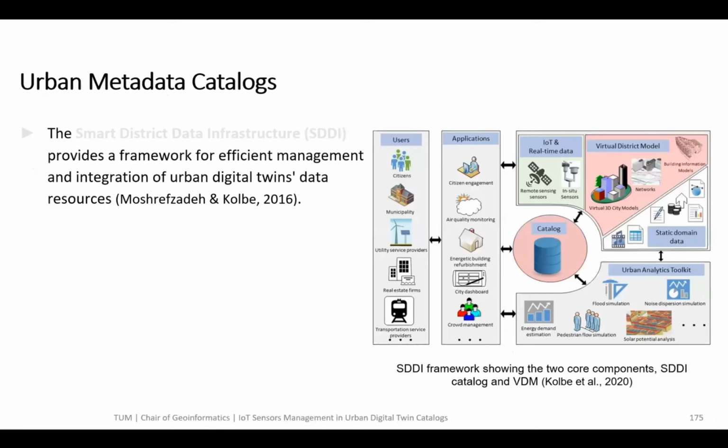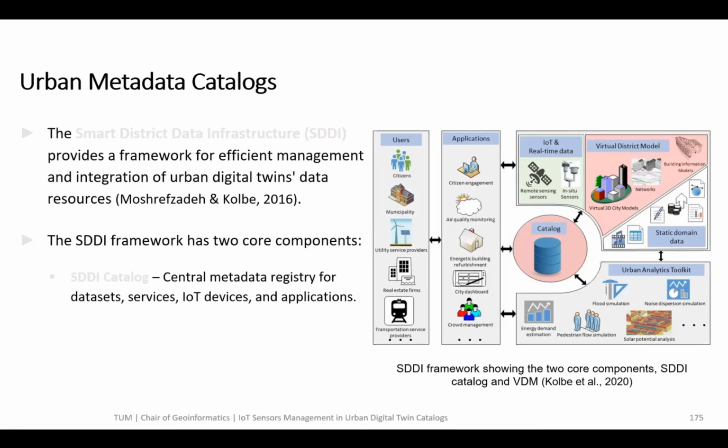One of the solutions to helping users discover the data sets that they need to create urban digital twin applications is urban metadata catalogs. These provide information on which data sets are available, and which tools and applications are there for users to create these applications. From our chair, we have the SDDI, or the Smart District Data Infrastructure Framework, which has two main components.